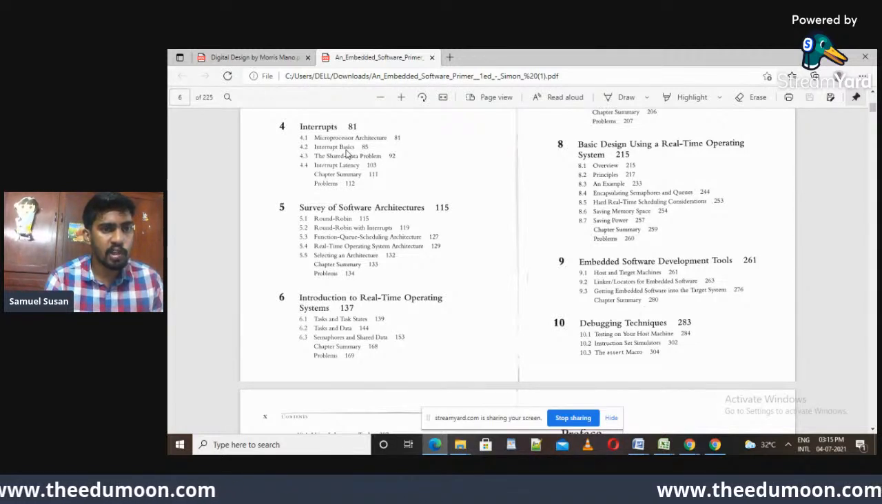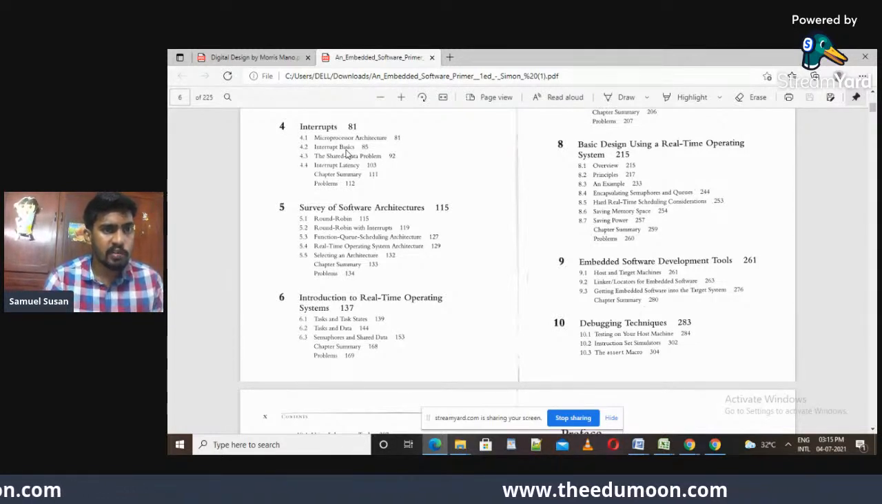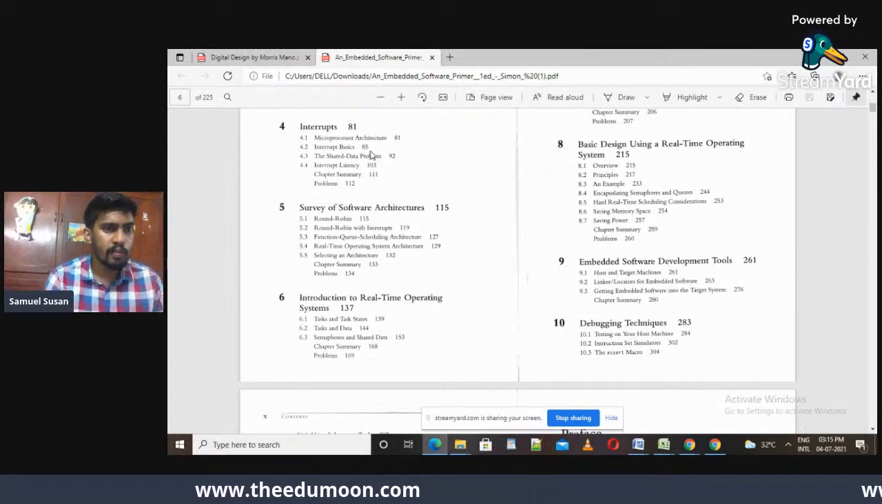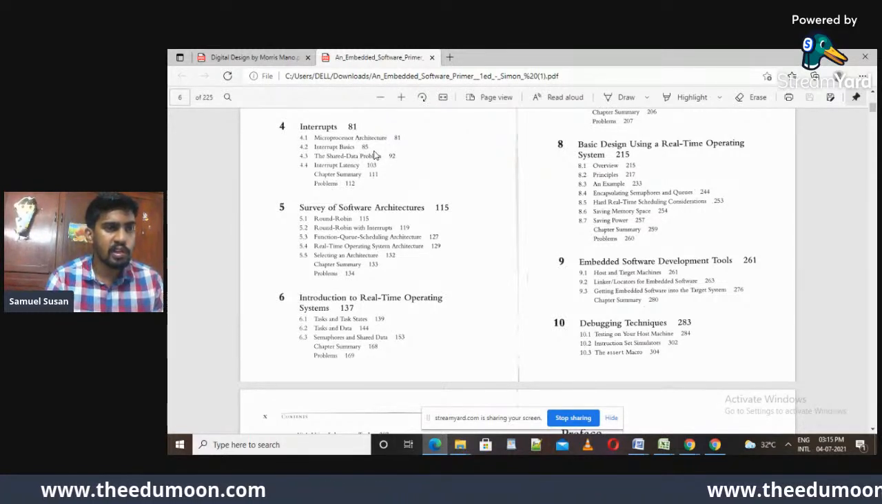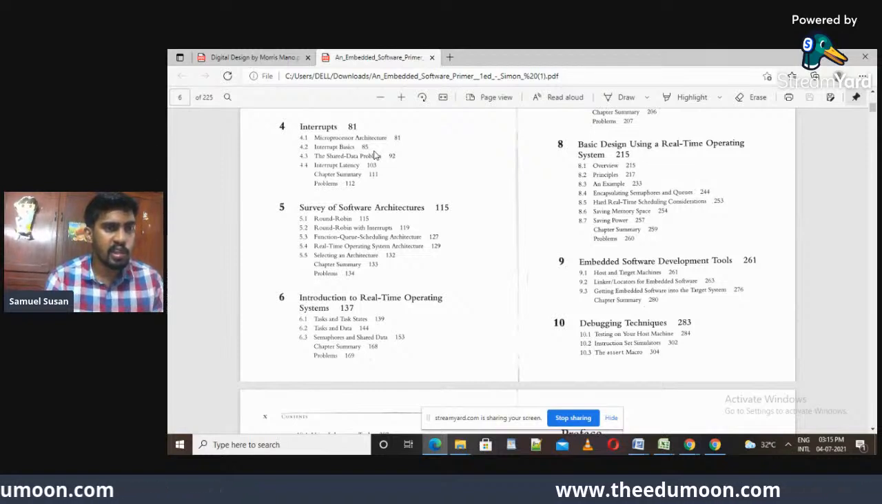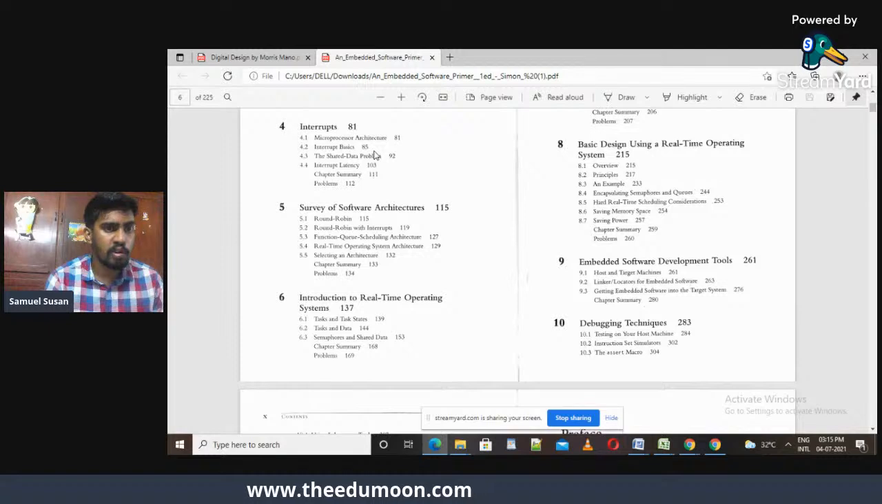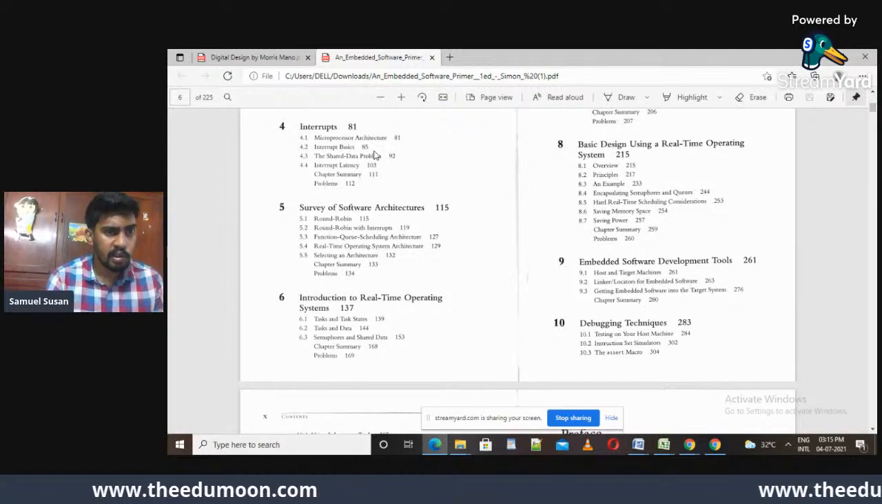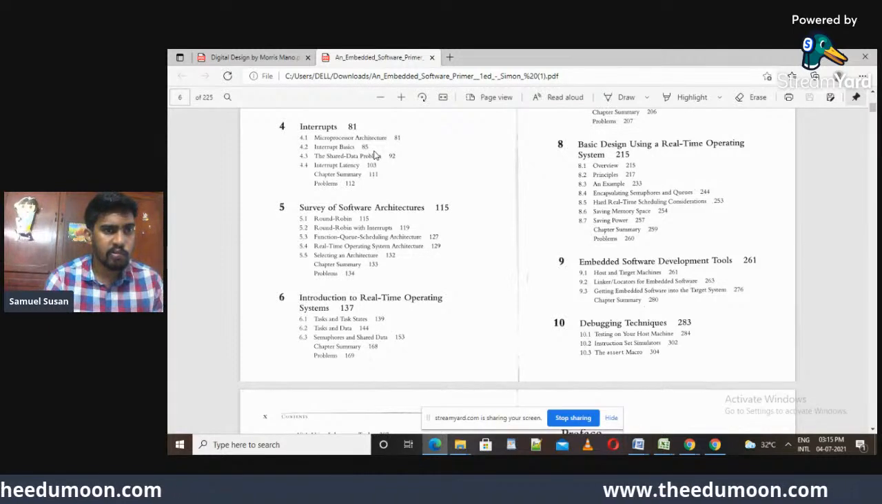But when the interrupts are allowed, we can see that there are some interrupt basics in this chapter, like what is the time taken and how to give the access to the interrupts. That is, when one process is running and the other process has interrupted the system, whether to attend to that interrupt or not should be decided by the microcontroller. So that is what we study in this.